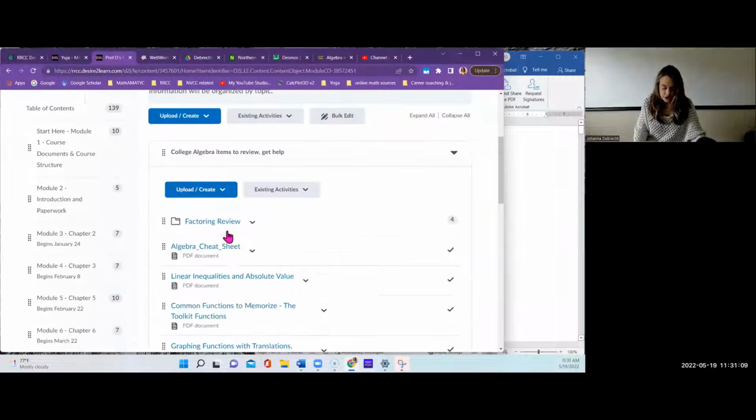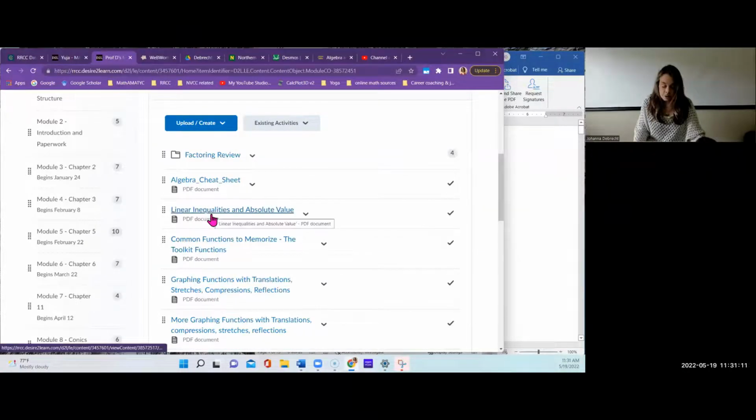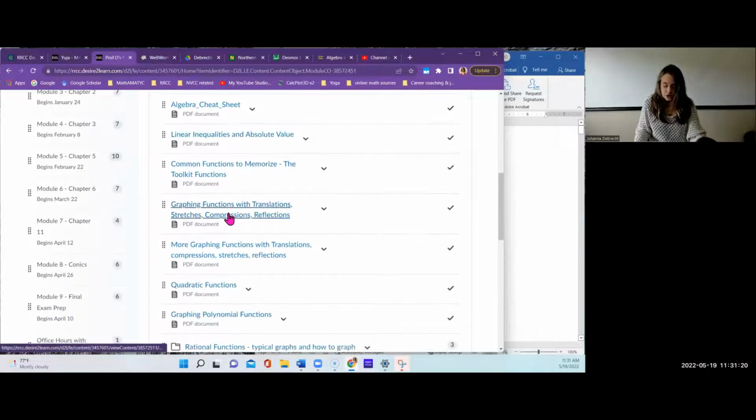After the algebra cheat sheet, you'll see I have one on linear inequalities and absolute value, which we studied in a previous section. And then we have the common functions to memorize, the toolkit functions. I also have two complete files on graphing functions with translation, stretches, compressions, and reflections. This is what we're studying at section 3.5, these two handouts here. This gives you more examples that you can go by to help you figure out the solutions to the problems. I'll also go through the homework for you.